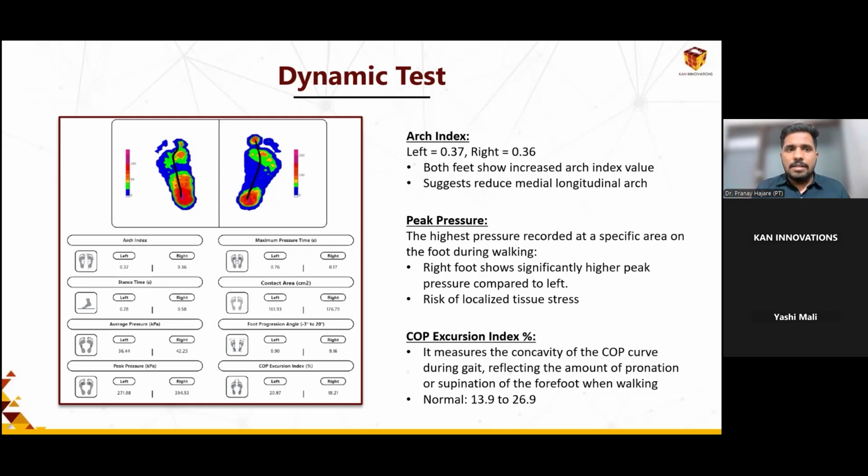As you can see, the report itself tells the left foot has an arch index of 0.37 and the right foot has 0.36. So both feet show increased arch index values, suggesting a reduced medial longitudinal arch, which indicates that the person has a flat foot condition.